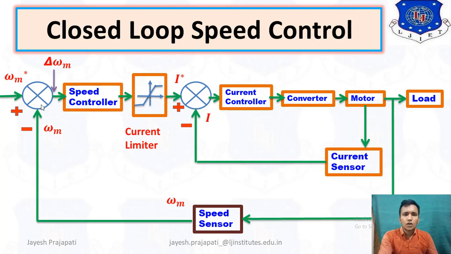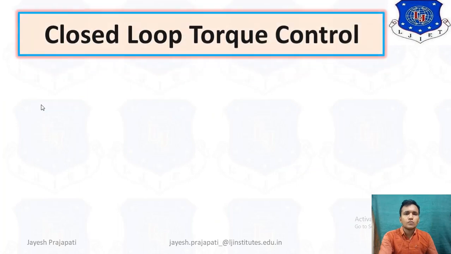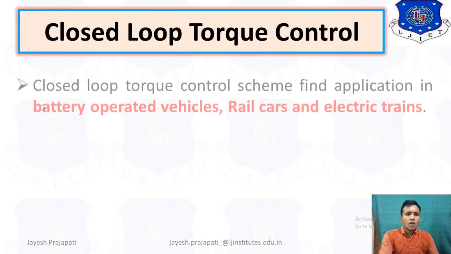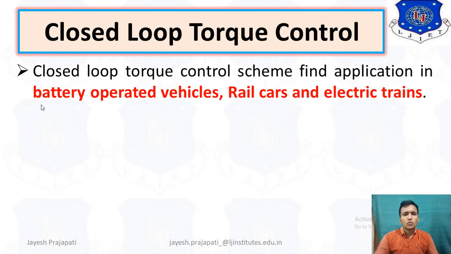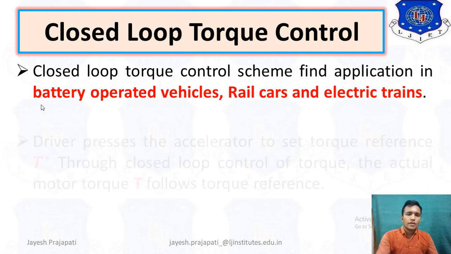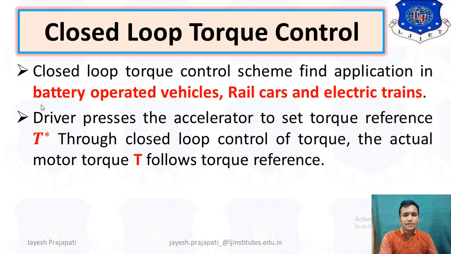Okay, now we have to discuss the closed loop torque control system. A closed loop torque control scheme finds application in battery operated vehicles, rail cars and electric trains. Okay, so those are the applications of the closed loop torque control scheme. Now you can see the driver presses the accelerator to set the torque reference T star. Through the closed loop control of torque, the actual motor torque T follows the torque reference.